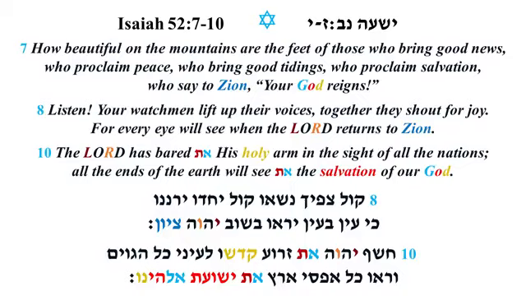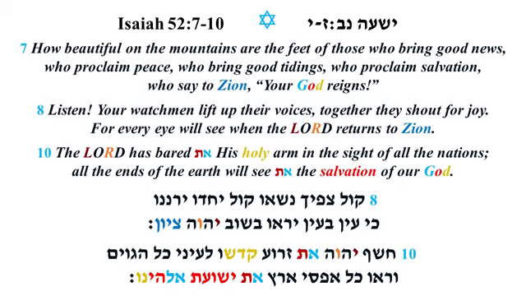When is he going to return? And when was he there the first time? He was there the first time in the form of Yeshua HaMashiach. That's Yahweh. Okay, so every eye will see when Yahweh returns to Zion. And it says in verse 10, all the ends of the earth will see the salvation of our God.